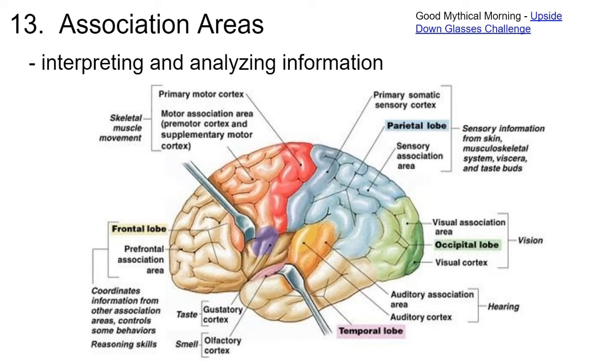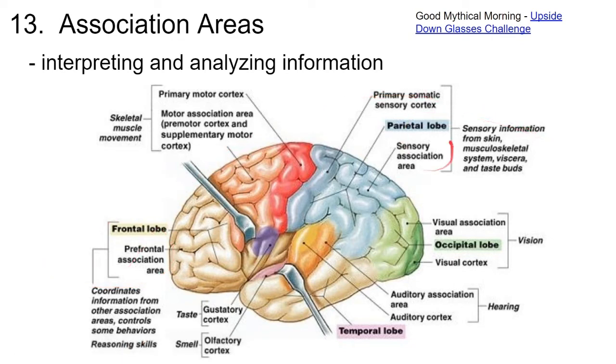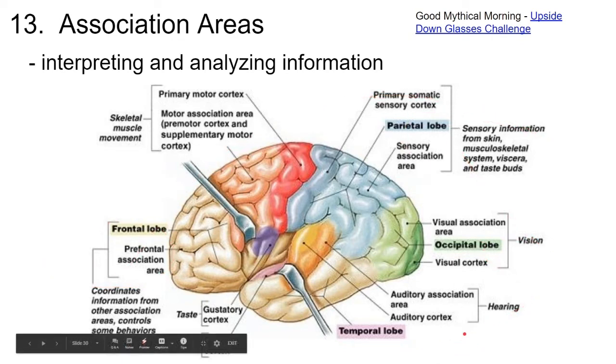There are other areas of the brain that are just known as association areas. So this is just used in interpreting and analyzing information. And so you can see the areas. Again, you have your frontal lobe, parietal lobe, occipital, and temporal lobe. So all of these have other functions in addition to what we had listed before.